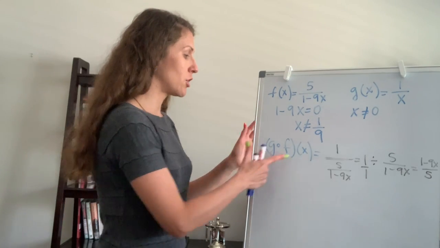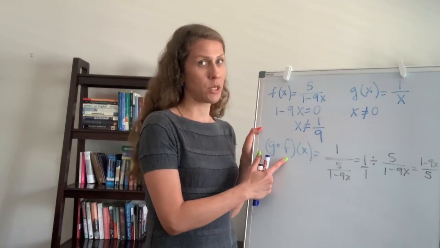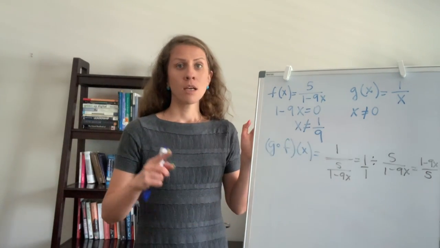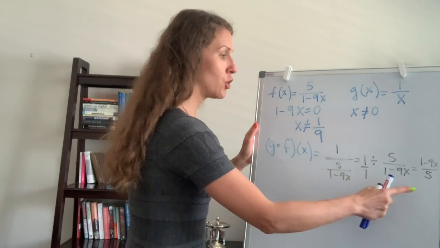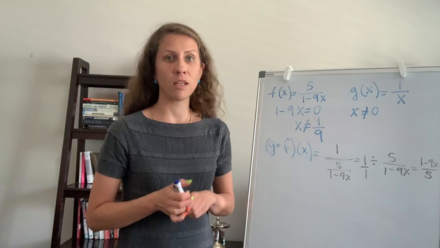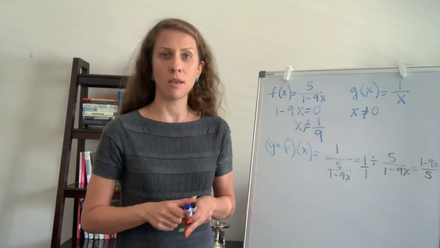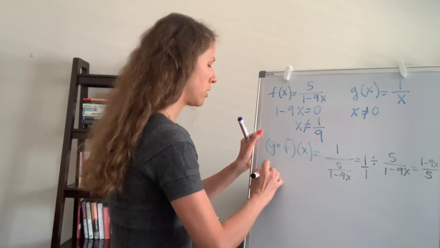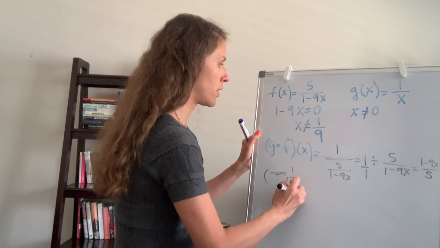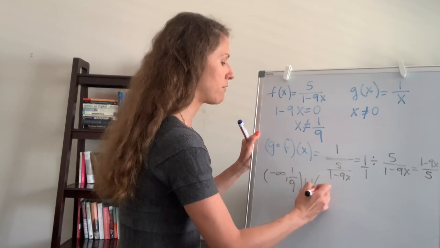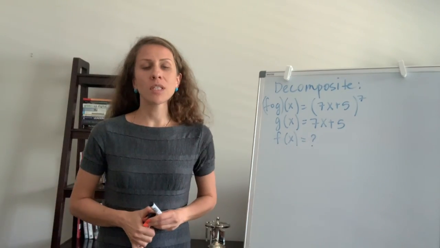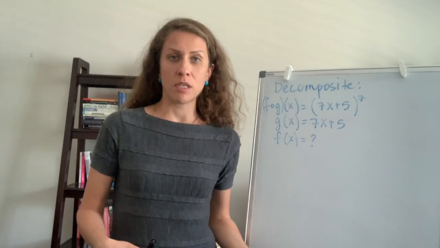However, the second function in this composition f actually had a restriction. X could not be equal to 1 over 9. So combining these two together, no restriction here, and then x should not be 1 over 9, we write the domain of this composition in interval notation as follows. Start at negative infinity, stop at positive 1 over 9, pick up again right after positive 1 over 9 and go to positive infinity.